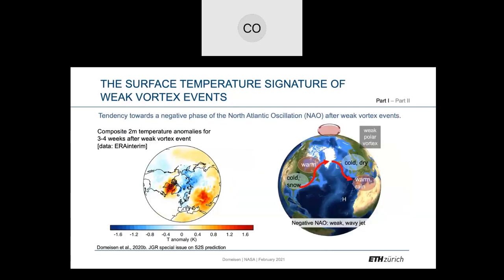And this is related to the NAO, the North Atlantic Oscillation, which usually turns to its negative phase. So basically a more wavy, weaker jet that then leads to these types of anomalies. Cold and dry in the north of Europe, warm and rainy in southern Europe, and this opposite pattern here over North America. So this is the signal that we expect to happen after sudden warming.